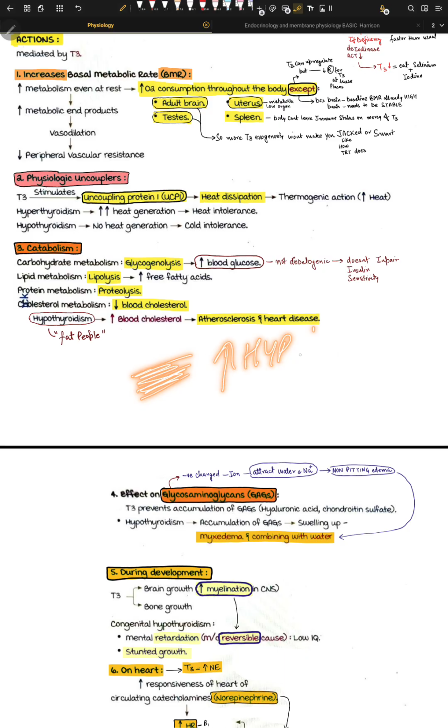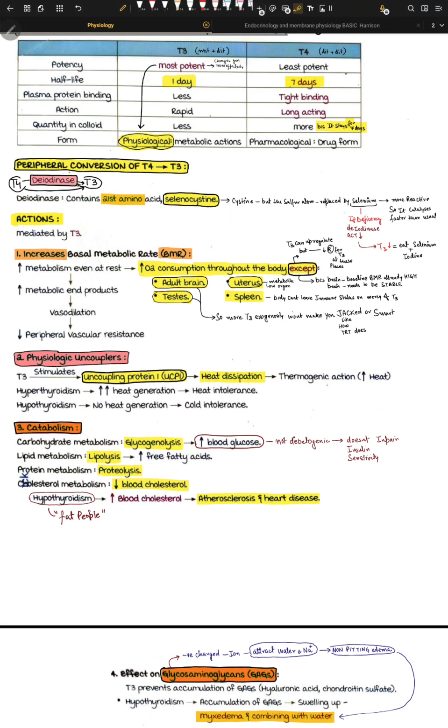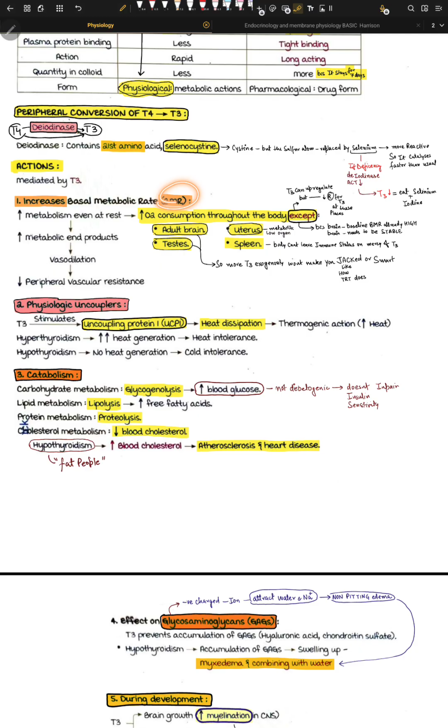And low level of T3, it's like hypo. It means they get fat. They don't want to move. A lot of lipogenesis happens. A lot of fat is made, right? So actions, let's start fast. So BMR increases. Okay, how? So increased metabolism even at rest, BMR, right?